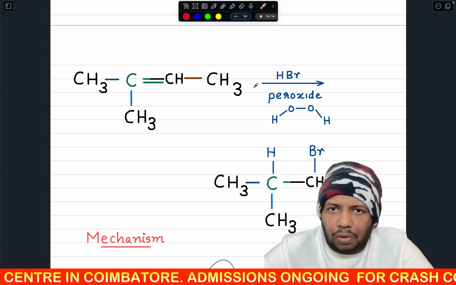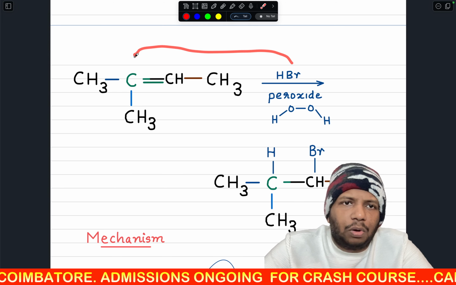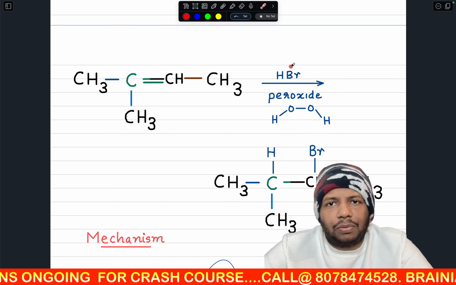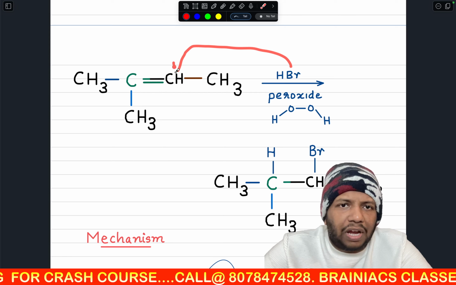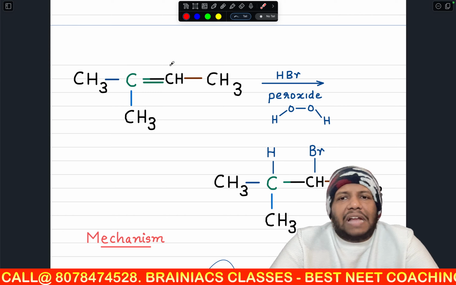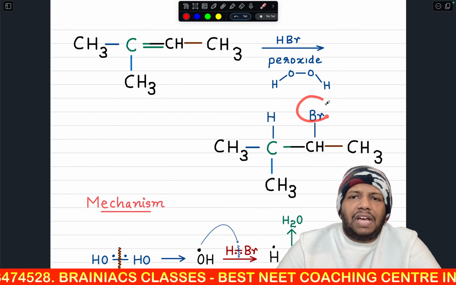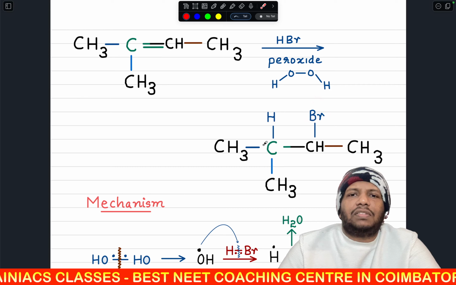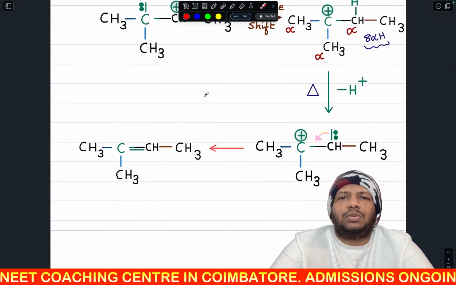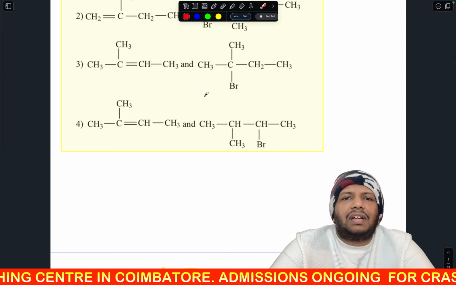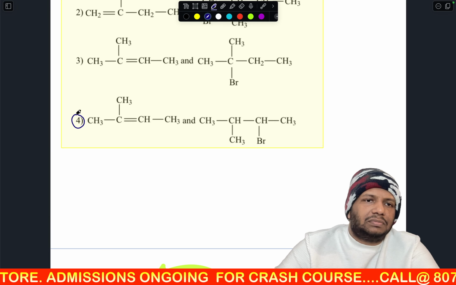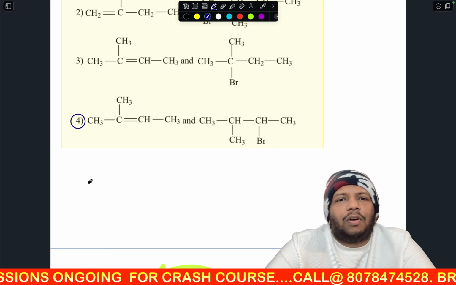So if it is Markovnikov's rule, the negative part of the addendum will go to the least hydrogenated carbon. If it is anti-Markovnikov's rule, the negative part of the addendum will go to the most hydrogenated carbon. That is this one out of these two. Okay. Now directly you can do like that, and you can put Br here and hydrogen here. So this is my final product, and you can choose the answer. Option 4 is resembling our answer. Okay, I hope you got a fair idea.